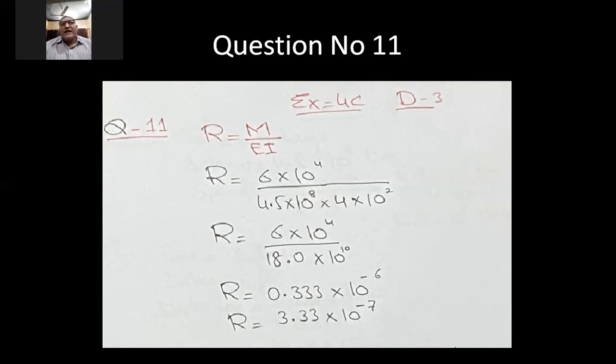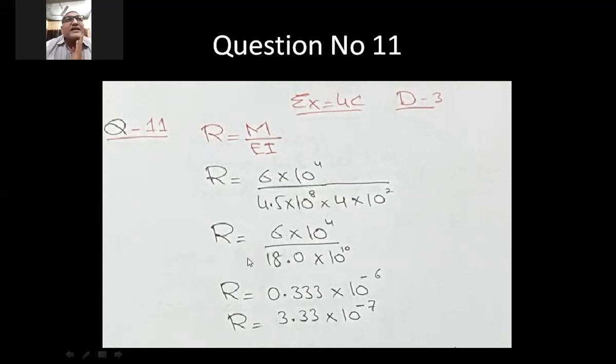I have done that; you can see it in this step. This is 6 × 10^4 divided by 4.5 × 10^8 multiplied by 4 × 10^2. So 6 × 10^4 will remain as it is, and when you multiply these two, you get 18 × 10^10. These powers are added with each other. So 6 divided by 18 will be 1 by 3, and 4 minus 10, the powers will be subtracted. You have 10 to the power minus 6.